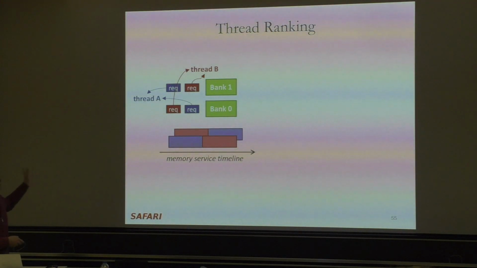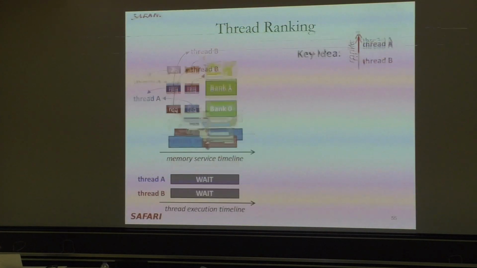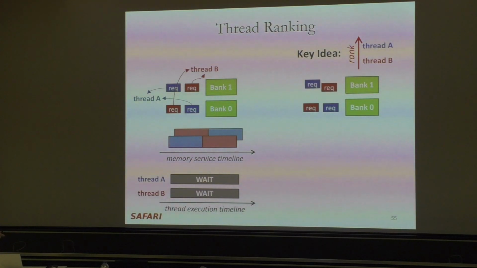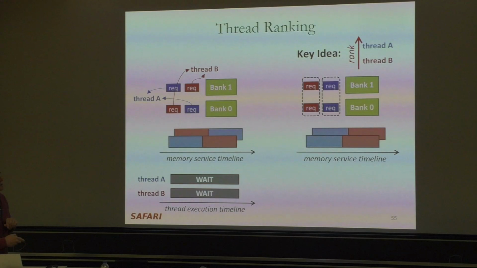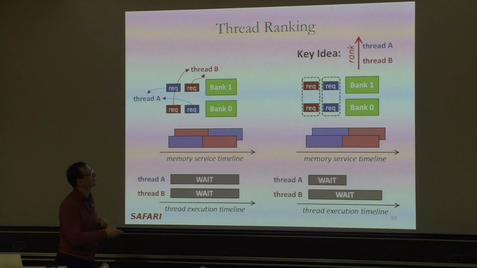This is what we've also seen earlier, in a sense. Basically both of the threads wait. But if you rank the threads somehow, based on some metric, and thread A is ranked higher than thread B, and both of the banks obey that ranking, this is what you do. And this leads to a memory service timeline that looks like this, and thread A waits less. It's exactly the same picture that I showed you, pictorialized in a different way. So it's really about ranking over here.